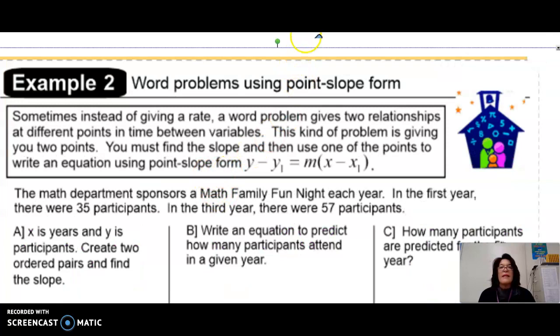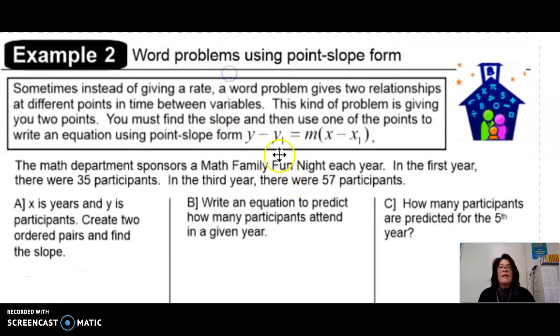Let's try this second example. Okay. This time we might use the point slope form instead. I don't have that initial value, maybe the y-intercept, okay?